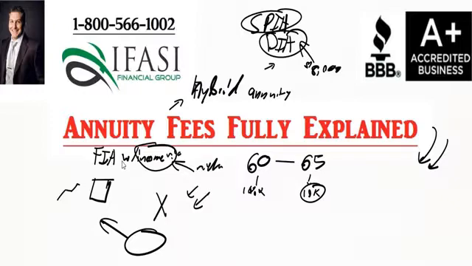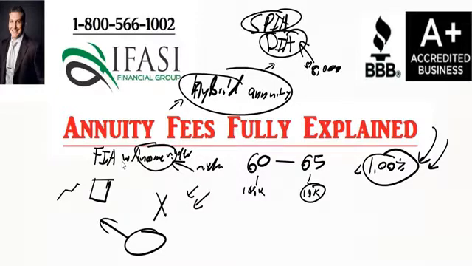Once again, I said that when you have a rider, there can be a fee associated with it. Some hybrid annuities do not have any fees, but the majority of them do. That fee is usually right around 1% or less. Those are the ones that I like to see, and understand that the fee has to be justified. There's not a hidden fee like variable annuities.